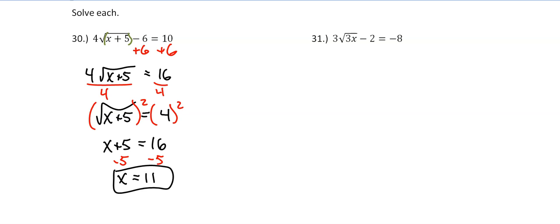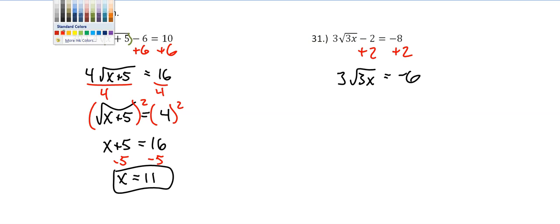Okay? This one, same kind of thing. Remember, we add this guy over to the other side. So I'm undoing order of operations. Now I divide each side by the 3.